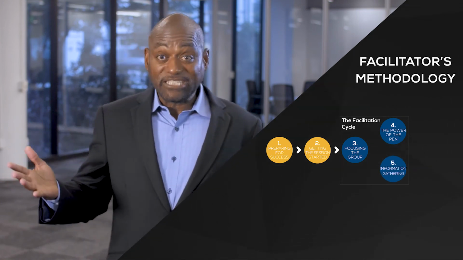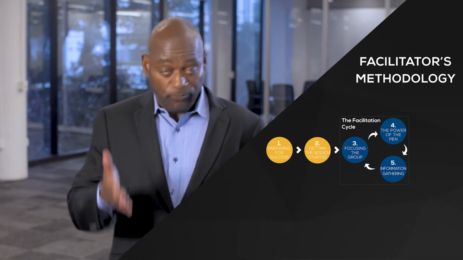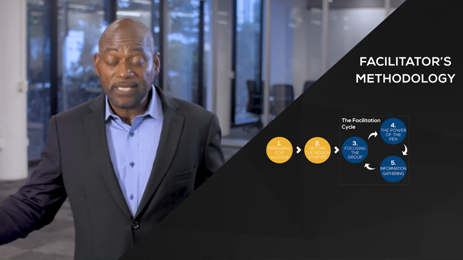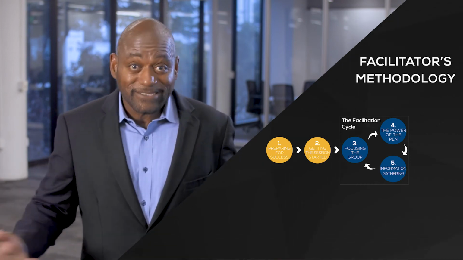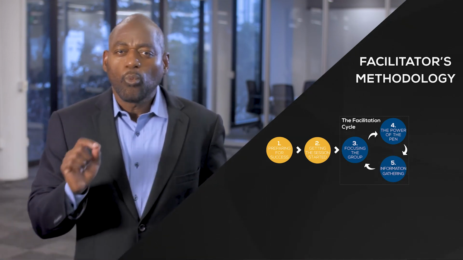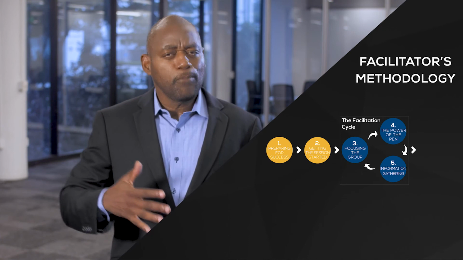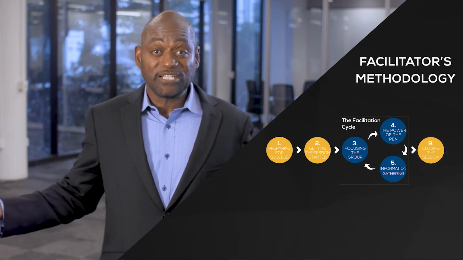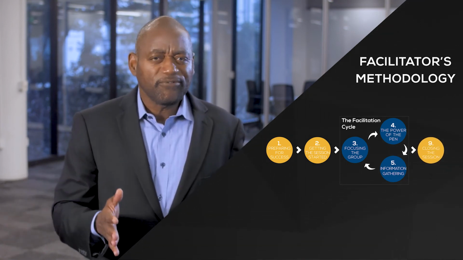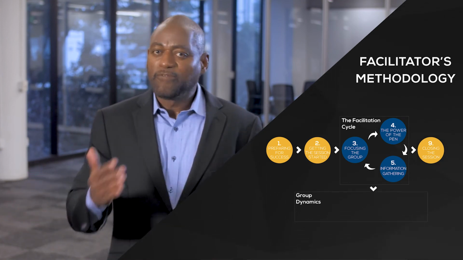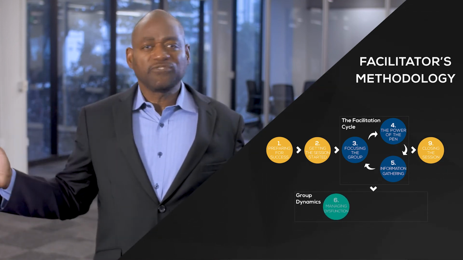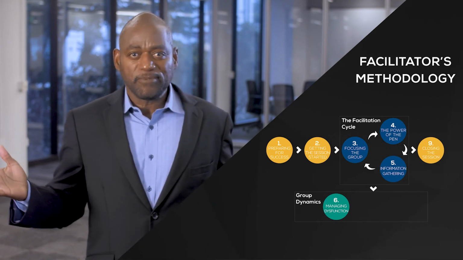Then you move on to the next agenda item, and you once more focus the group, use the power of the pen, and do information gathering. Then the next agenda item, and then the next, and so on. Once you get to the end of the agenda, you pop out the other side and you close the session. But while you're in the facilitation cycle, you may have to bring in the group dynamics principles. For example, you might have some dysfunctional behavior. You bring in principle number 6.